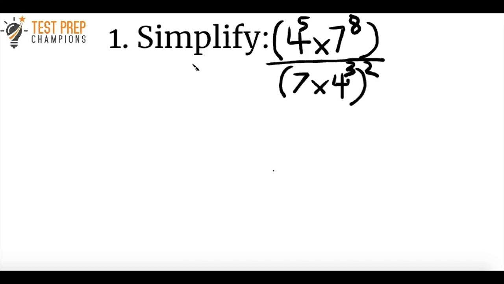Let's get started. Okay, question 1 is to simplify, and let me read this so that you're clear on what my writing says here. So we've got parenthesis, 4 raised to the power of 5 times 7 raised to the power of 8, parenthesis, divided by, parenthesis, 7 times 4 raised to the power of 3, parenthesis, squared. So pause the video and try to simplify this now, and then we'll go over how to do it.